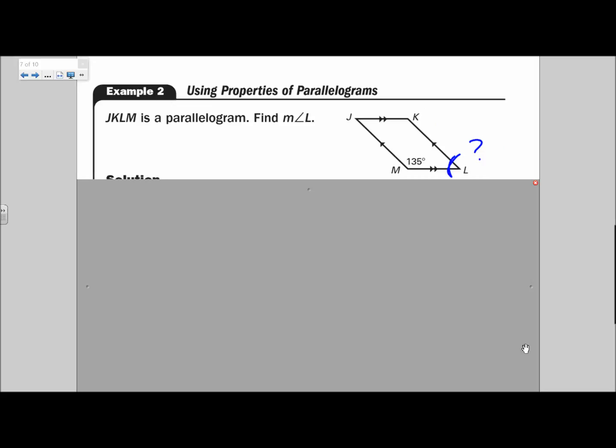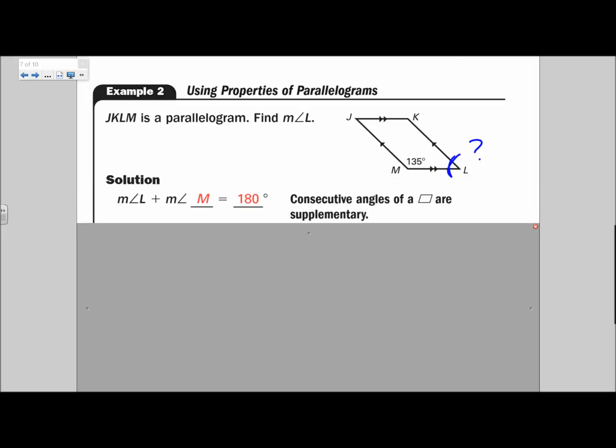So if we know that angle M is 135, then we can just take 180 minus this, and we'll get this one. These are consecutive. These are consecutive. These are consecutive. The theorem says consecutive angles are supplementary. So let's fill in the blanks. So look at the reasoning. They're kind of thinking out loud for you, step by step. Measure of angle L plus measure of angle M equals 180. Why? Well, it's theorem 6.4. Consecutive angles of a parallelogram are supplementary. Again, that's a symbol for parallelogram.